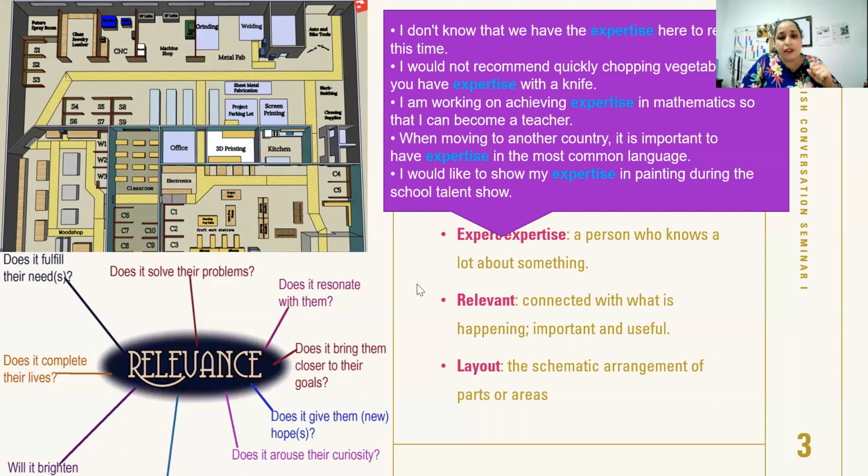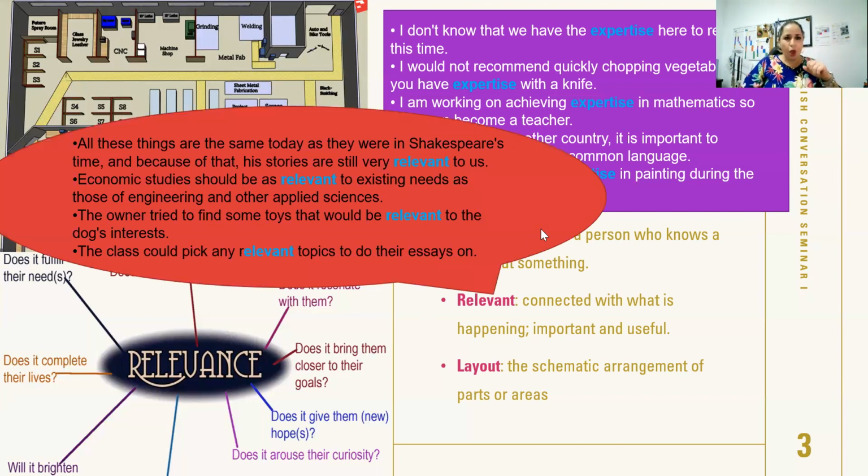Let's see examples of relevant. "All these things are the same today as they were in Shakespeare's time. And because of that, his stories are still very relevant to us." Very relevant, very important. Another example: "Economic studies should be as relevant to existing needs as those of engineering and other applied sciences." That's what people in economics say. But let me tell you that with experience, with expertise in life, which I have a little more than you do, it's true.